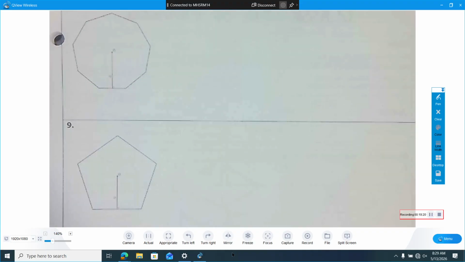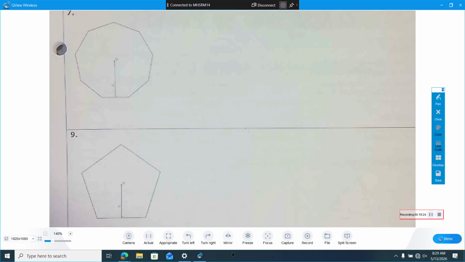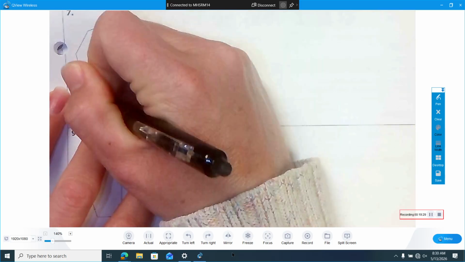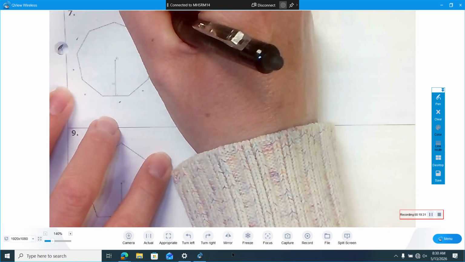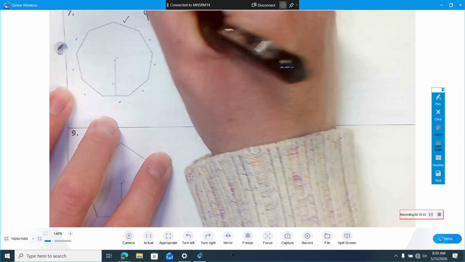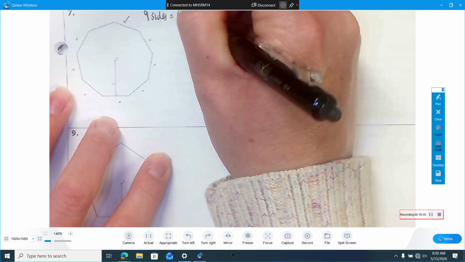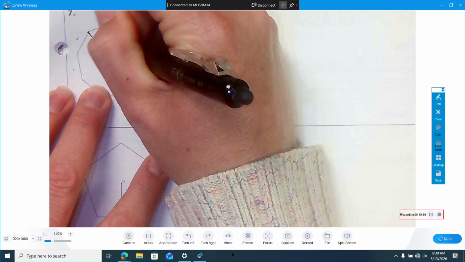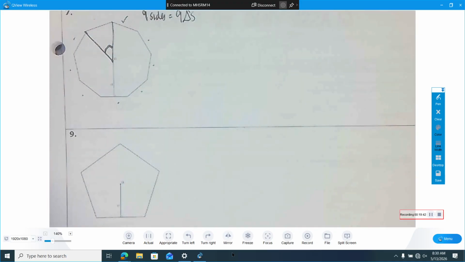All right, number 7, and then you'll notice that I left space for you to do your work on paper for the Delta Math too. So, all right, let's see. Counting the sides here: 1, 2, 3, 4, 5, 6, 7, 8, 9. 9 sides. How many triangles? 9 triangles. And in that triangle, I need to know the interior angle measure there.